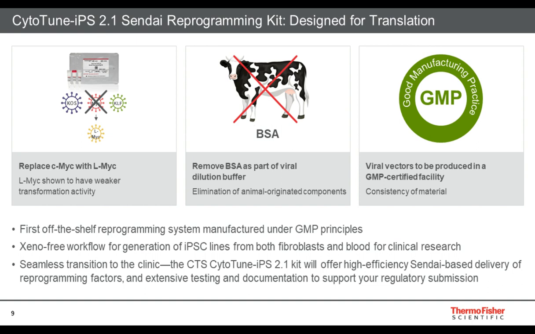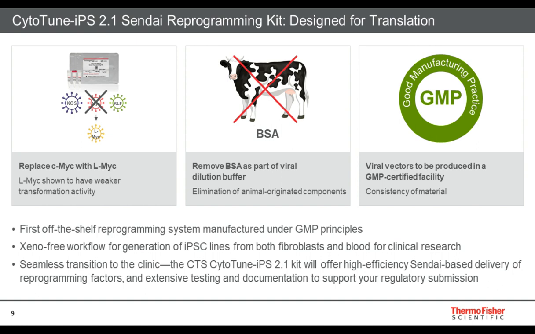So the CytoTune-iPS 2.1 Sendai Reprogramming Kit is designed for translational use. So what are some of the ways that we took that RUO product, the 2.0, and made it into 2.1? What did we change to make it safer to go to clinic? First of all, we did this because we had some investigators that we were working with that were having a lot of great results with the 2.0, and they wanted to go to clinic. And so, in our partnership with them, it was like, what do we need to make this safe and help you take it to clinic? And so that's how the development of this product came along.